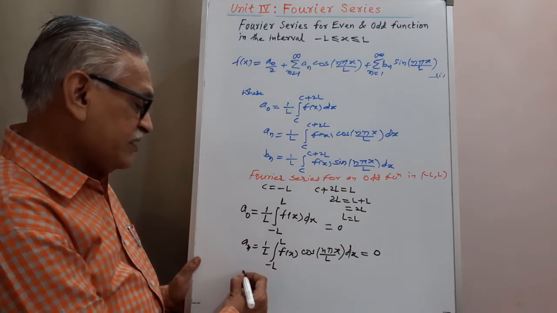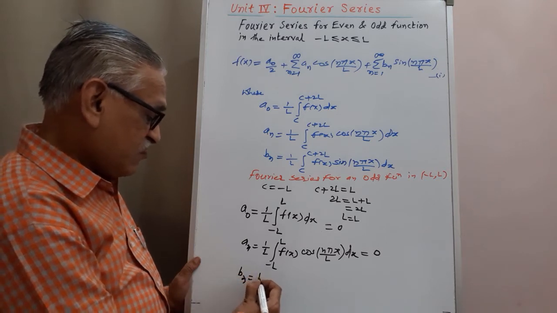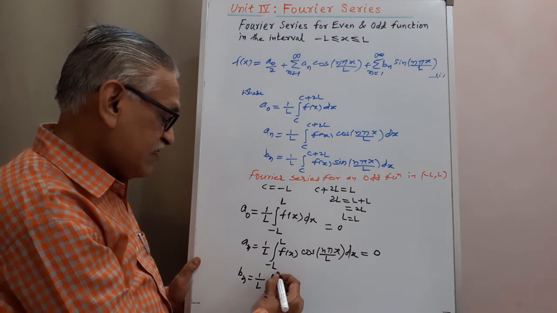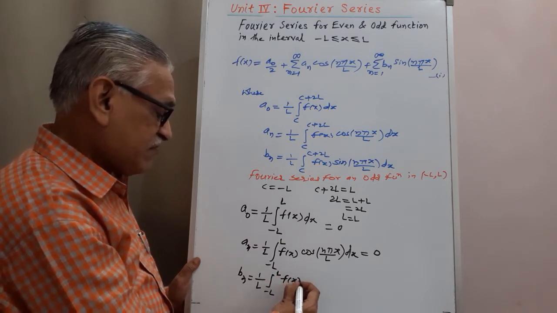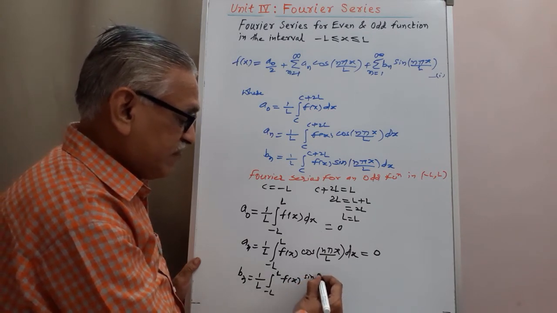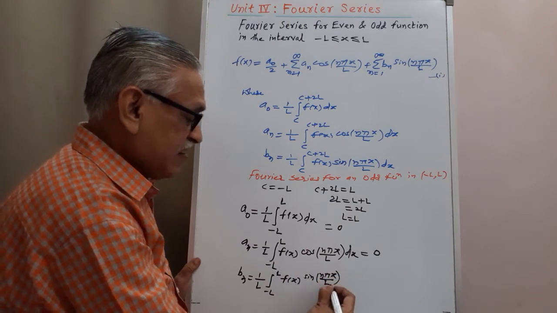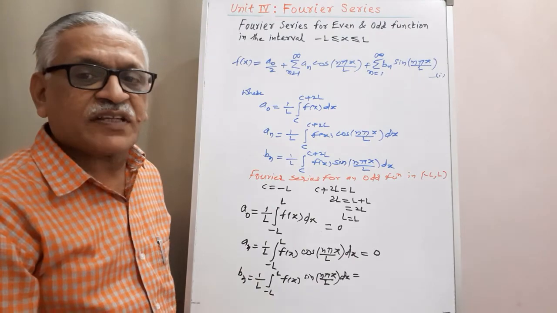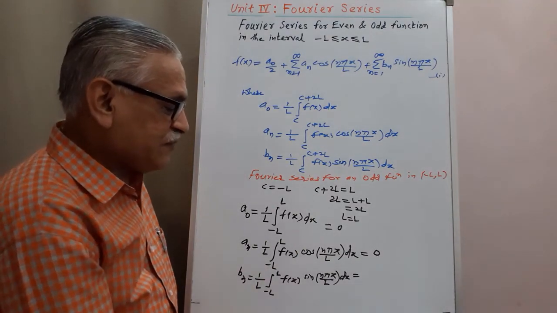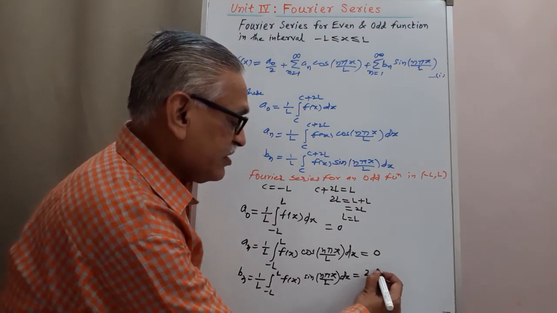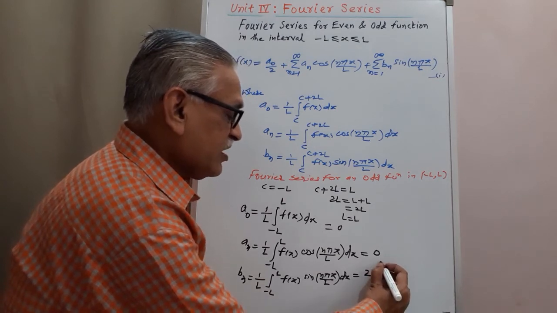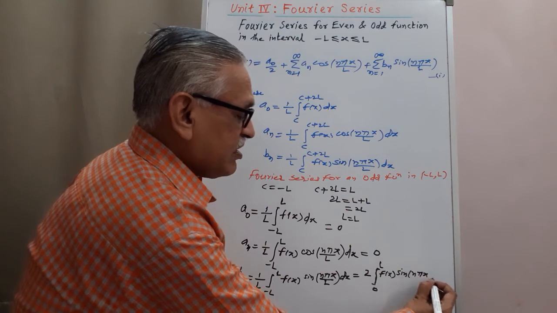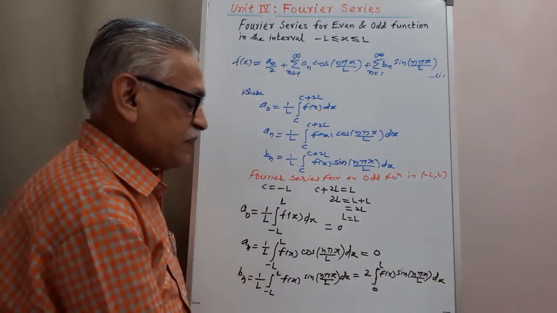Okay, then Bn is equal to 1 by L, integral from C to C plus 2L, integration from minus L to plus L, f of x into sine of n pi x by L dx. f of x is an odd function, sine is also an odd function, and therefore the product of the two odd functions is an even function, and as per that property it becomes 2 times integration from 0 to a, here 0 to L, f of x into sine n pi x by L, its integration with respect to x, and divided by this L.